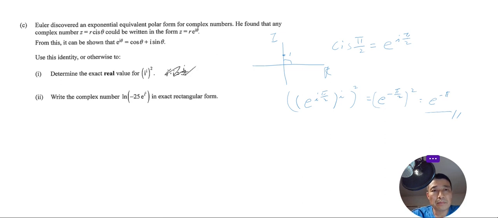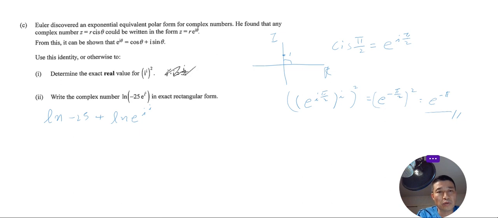Question 2, write the complex number natural log of negative 25 e to the power of i to the power of i in exact rectangular form. Alright, we have to use a log rule. You can split it because it's a product. So I can rewrite it as natural log negative 25 plus natural log e to the power of i to the power of i. I can tell this is just i to the power of i, isn't it?